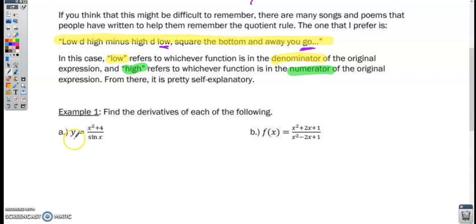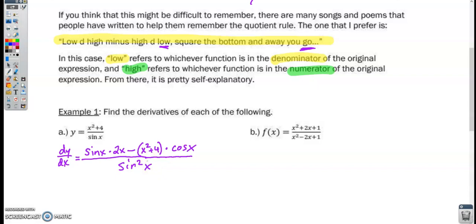All right, so the derivative of y equals x squared plus 4 over the sine of x. So we've got dy dx on the left-hand side, and over on the right-hand side, we're going to apply the quotient rule because we have a quotient. So it's going to be low times the derivative of high. The derivative of x squared plus 4 is 2x minus high. Please make sure you appropriately use parentheses around that multi-term quantity, times the derivative of low, and then we're going to square the bottom.